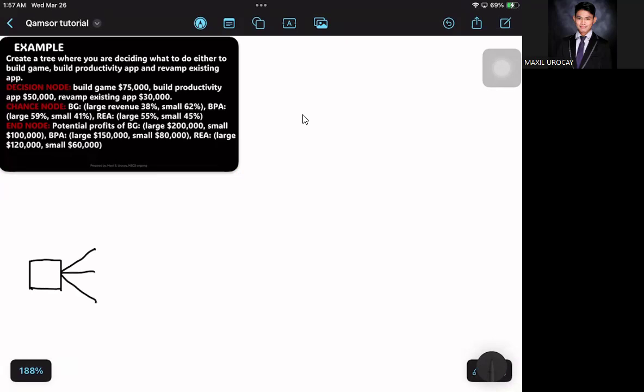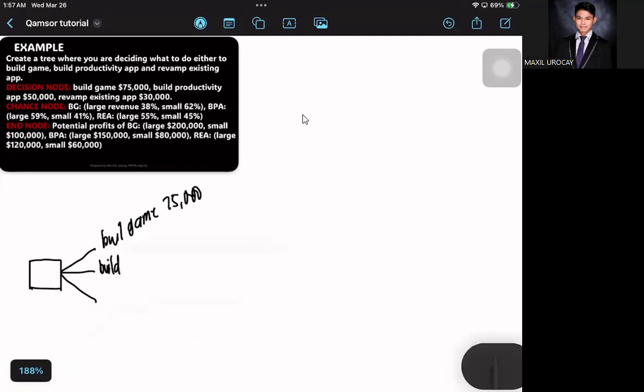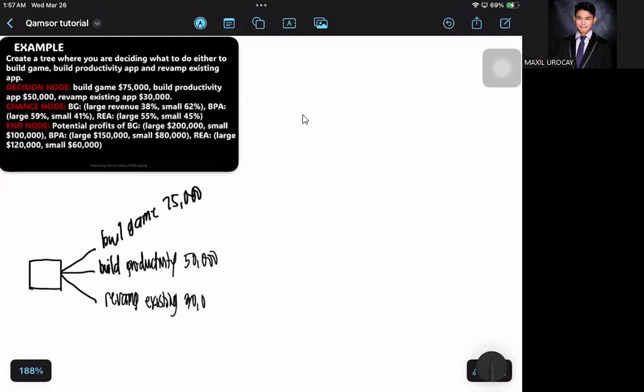So suppose you're building a game, that is 75,000. Build productivity app, that is 50,000. So you need to complete everything now. Then for revamp, that is the existing app, equal to 30,000.